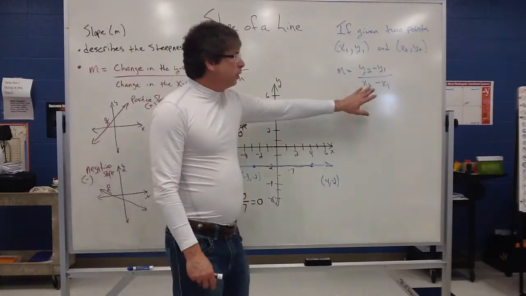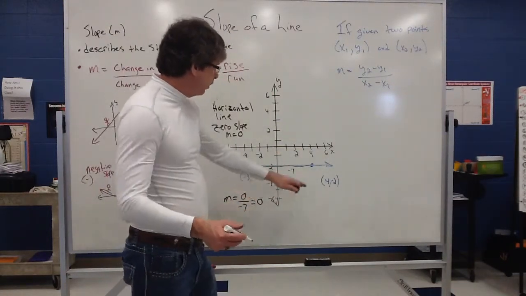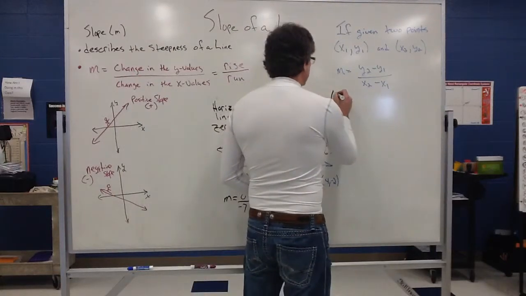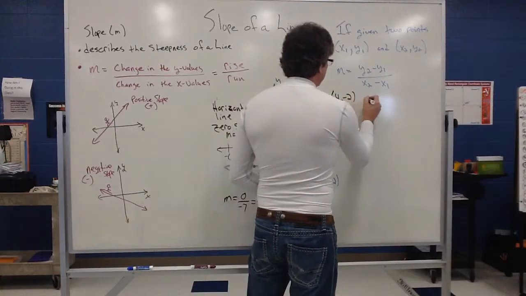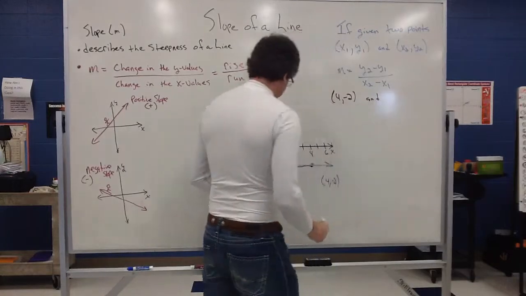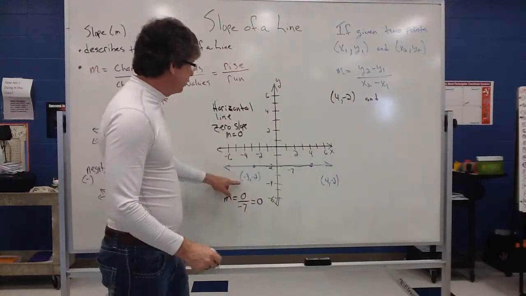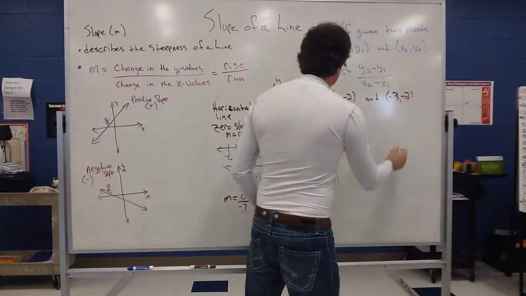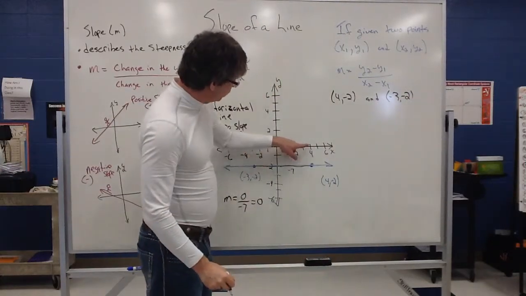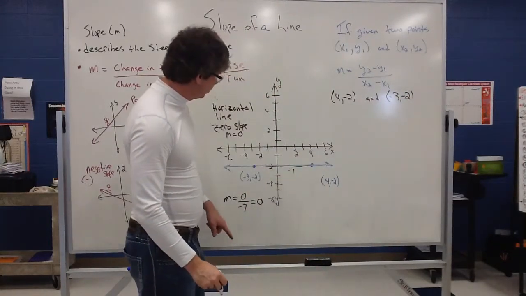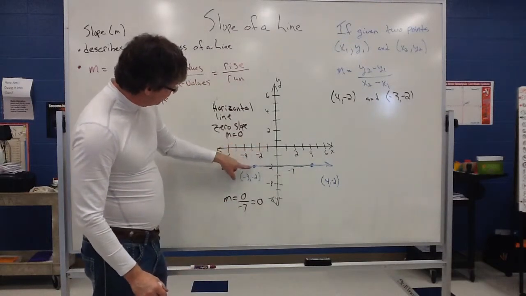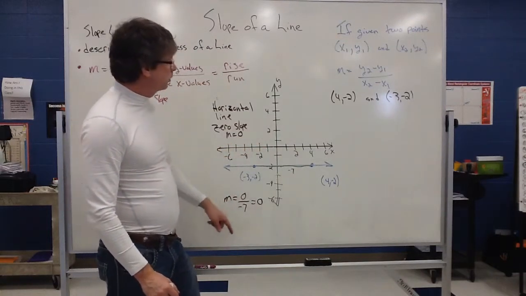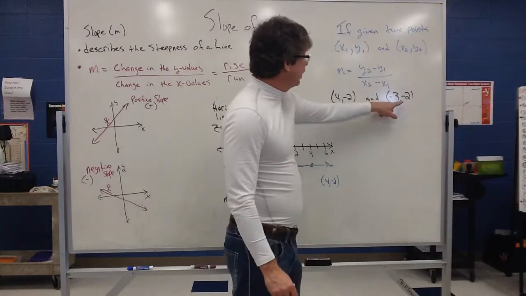I can also use my slope formula. So if I call this point 1, so 4, -2 is point 1, and -3, -2 is point 2. So let's make sure that's right. So 1, 2, 3, 4, down 2. So 4, -2 is correct. 1, 2, 3, down 2. -3, -2 is correct.